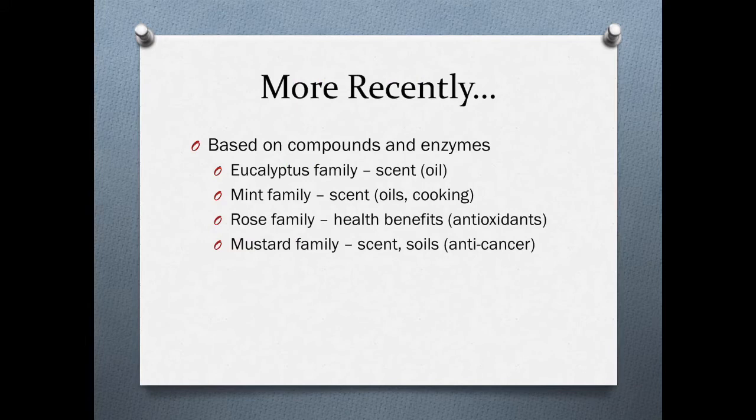More recently, I would say probably in the last 30 to 50 years, we've started looking at systematics based on compounds and enzymes and the chemistry within the plants. So things in the eucalyptus family have a scent or various oils in them. Things in the mint family have the scent and oils again. We often use them for cooking. Things in the rose family might have these antioxidants. In the mustard family, we have these, again, very strong scents, anti-cancer properties and things like that. So we're able to actually look at the chemistry of the plants and see if there are relationships there and not just based on physical characteristics.